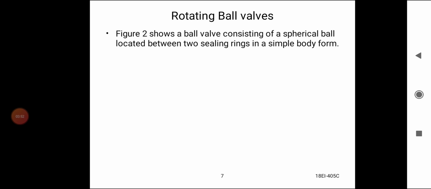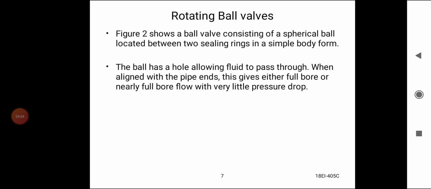Rotating ball valves. Figure 2 shows a ball valve consisting of a spherical ball located between two sealing rings in a simple body form. The ball has a hole allowing fluid to pass through. When aligned with the pipeline ends, this gives either full bore or nearly full bore flow with very little pressure drop.